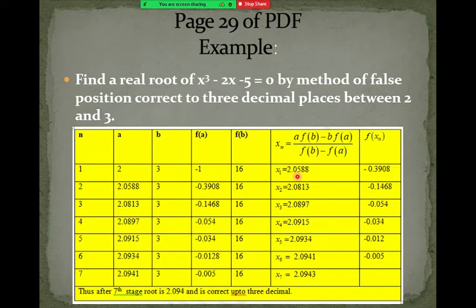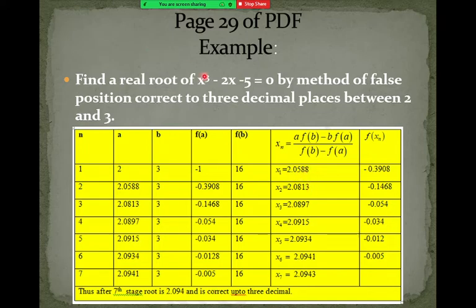Remember, generally it is better to write each number up to 4 decimals whenever it is not mentioned. See, I have written each and every calculation up to 4 decimals there. So a minimum of 4 decimals should be there while doing each and every calculation in a numerical method. So here is 2.0588, that is x1.